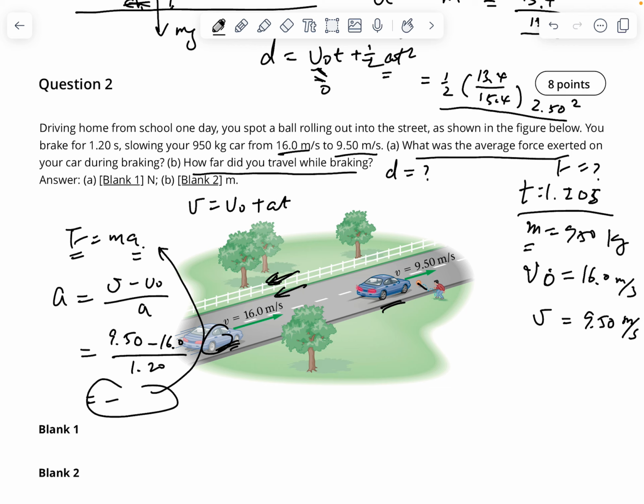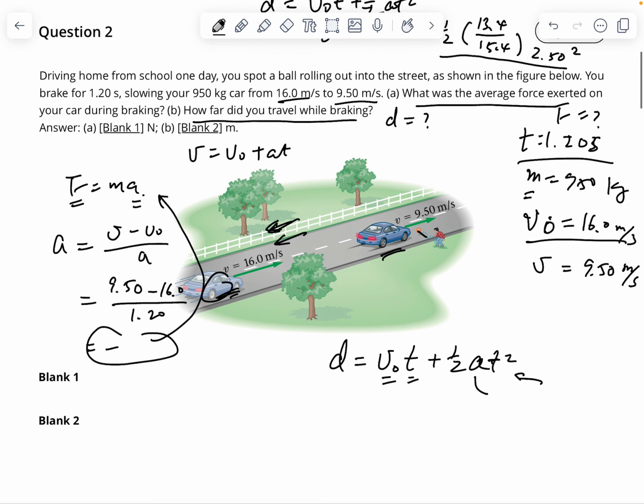Okay. Then the second one is how far you can travel. So then we use this equation, d equal to v naught t plus 1 half a t squared, right? So here's your v naught. T, you have time, right? And then a, remember a is negative, a deceleration, right? Okay. All right, so you can plug into this equation, you can get the displacement.